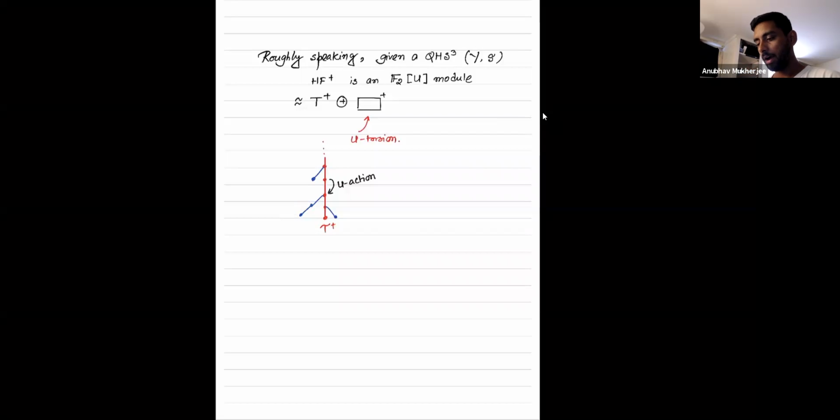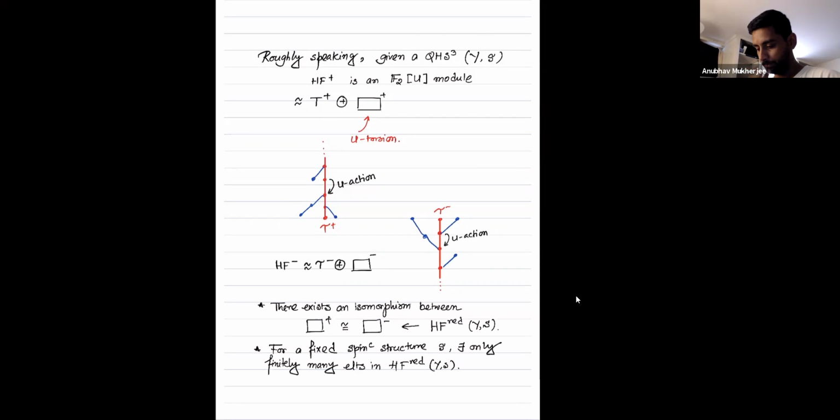Similarly, one can think of HF minus as this infinite tower in the negative direction with a few branches coming out. So this is a very hand-wavy idea of what HF plus and HF minus are, and I'm not going into any details of the definitions. Now, one good property is that there is a nice isomorphism between these plus reduced elements and the minus reduced elements. For that reason, we call this HF red.